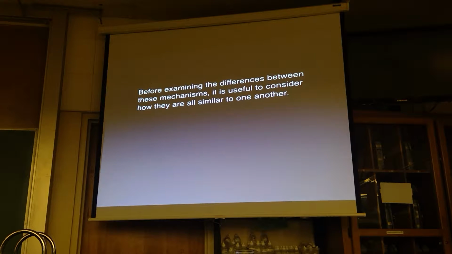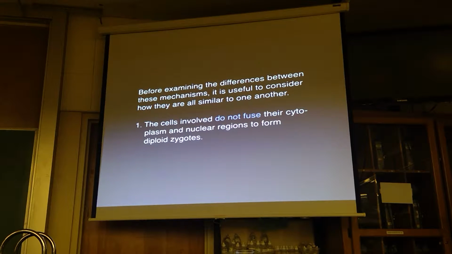So again, before we look at how these mechanisms differ, we're going to look at how they are all similar to one another. First of all, when you're dealing with bacteria, and as far as I know this is true of archaea also, the cells don't fuse. You never have the joining of 2 cells to form a zygote. So you don't have haploid cells coming together to form a diploid cell. They just don't do that. So there's no zygote formation.